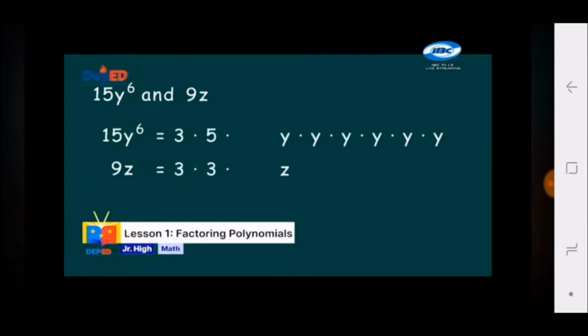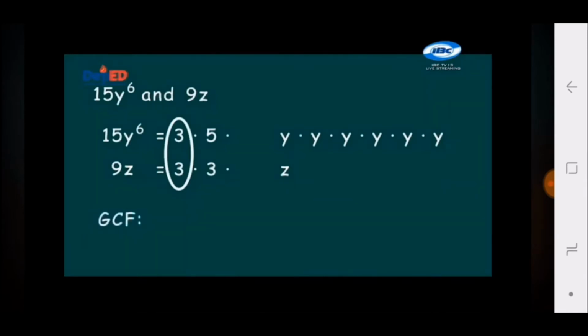What is the prime factorization of 15y raised to 6? The numerical coefficient can be factored as 3 times 5, while y raised to 6 means that y is multiplied to itself 6 times. How about 9z? 9z is equal to 3 times 3 times z. Can you identify all common factors? Note that 3 is the only common factor. Hence, the greatest common factor of 15y raised to the power of 6 and 9z is 3.